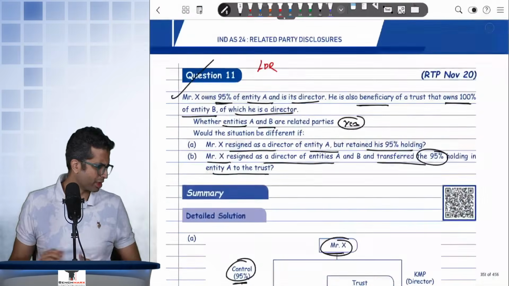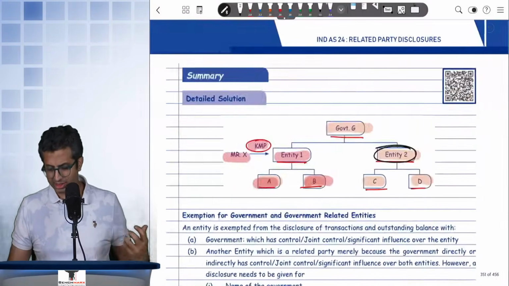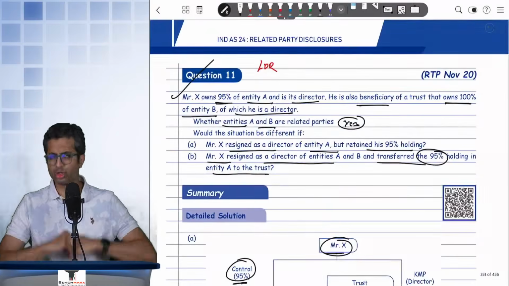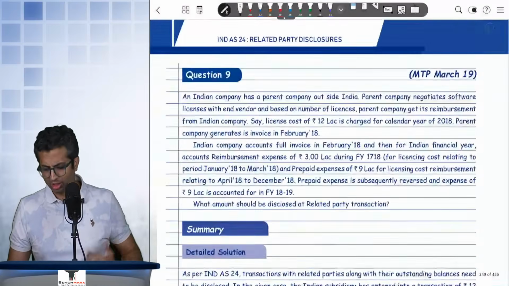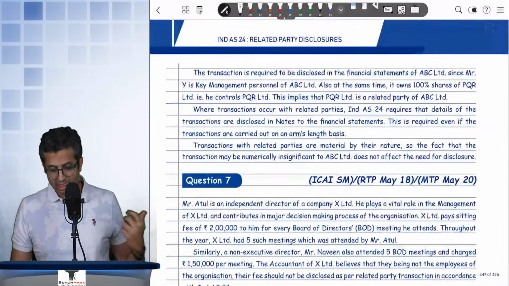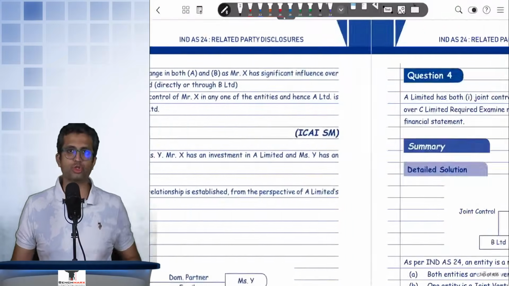And I guess that's about it. So this takes an overall understanding for your related party standard. I hope you have understood and you're good to go with the standard.